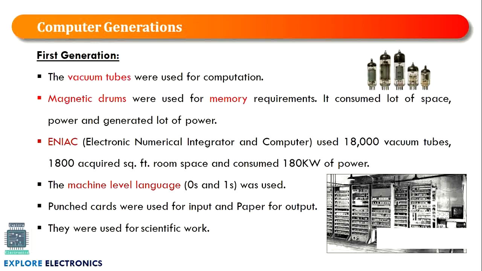Machine level language, that is only zeros and ones, was used to interact with the computer. Even today, the computer only understands zeros and ones, but the interaction with the computer is in a different language. Earlier, in the first generation, the interaction was only with machine level language. For input and output, punch cards and papers were used. The main application of these computers at that time was only scientific work. It was not available for personal usage.